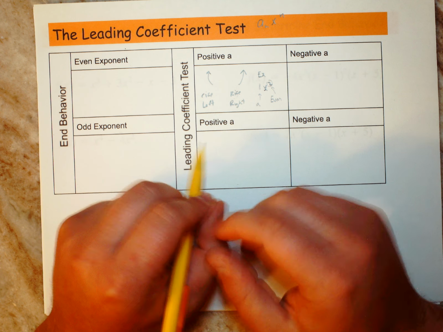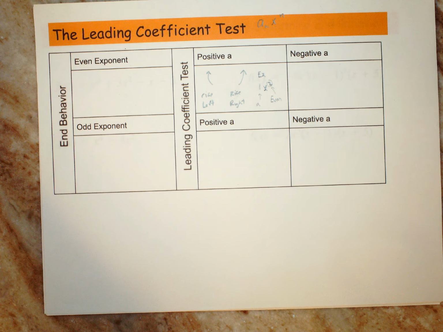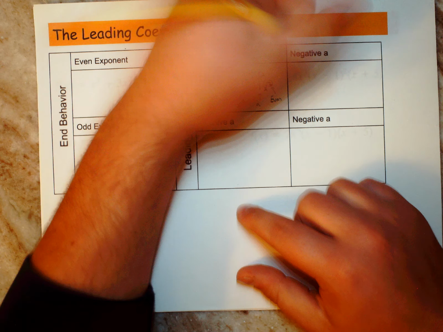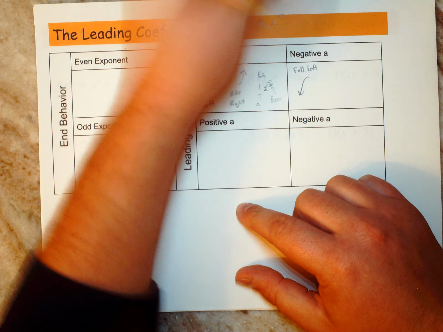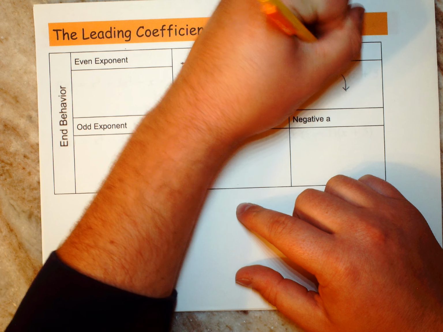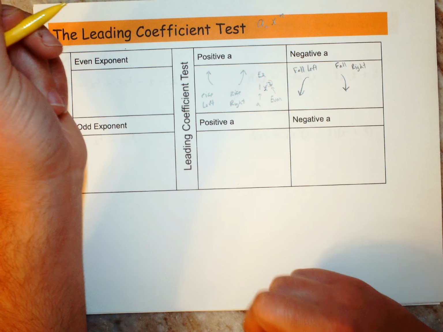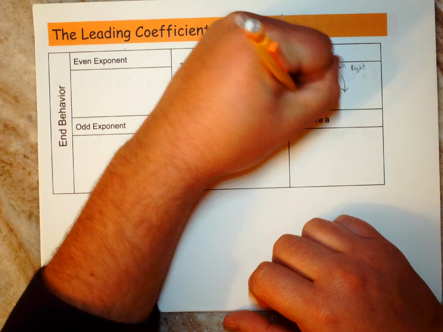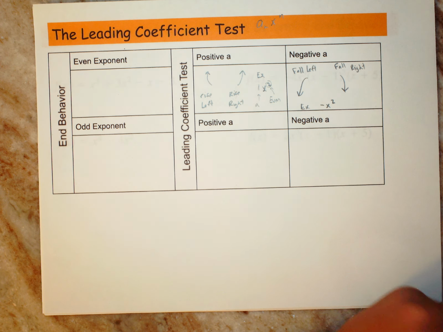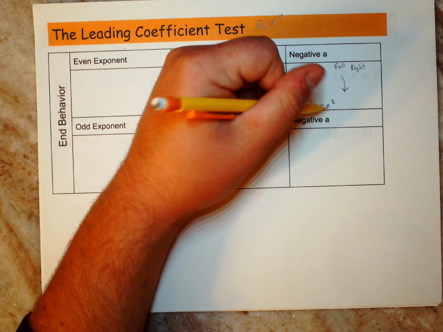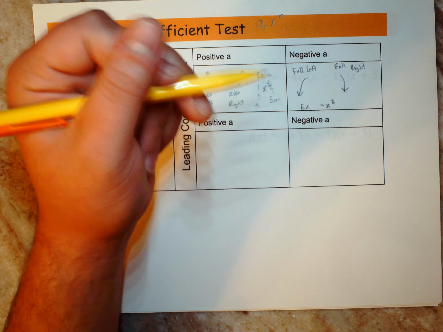Now let's talk about if you have an even exponent and a negative a value. That is going to fall left, fall right. Again, if you look at, as an example, negative x squared, negative x squared has a negative coefficient and an even exponent.